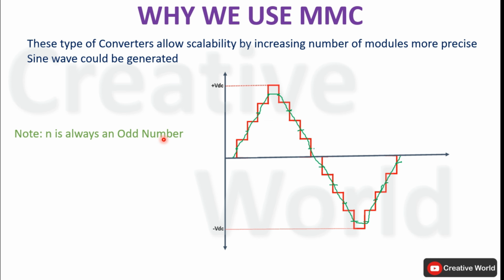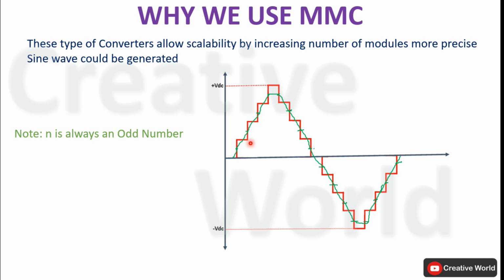Now one thing to keep in mind is that n is always an odd number. So what is n? N is the number of levels which are present in the output of the MMC converter. So the number of levels in any MMC converter is always odd.